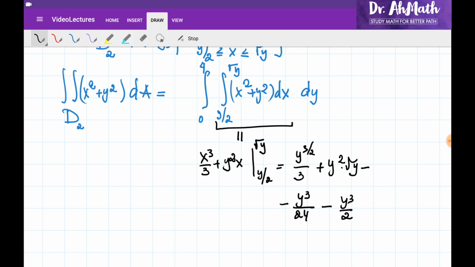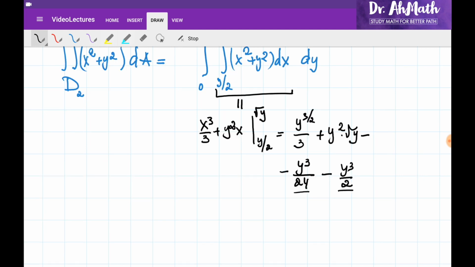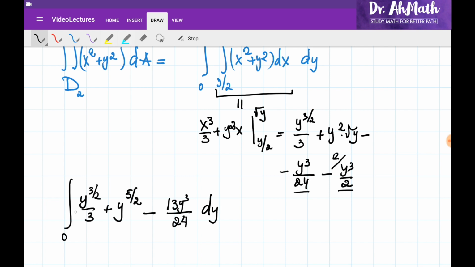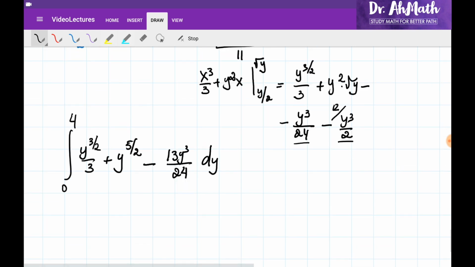So now we need to integrate this with respect to y. If I give the common denominator, it would be 12 here, right? And I would get y to the 3 over 2 over 3 plus y to the 2 plus half, it would be 5 over 2 in the power, minus y cubed minus 12 y cubed, it would be minus 13 y cubed over 24. So we need to integrate this with respect to y, where y would change between 0 and 4. So let's integrate this.